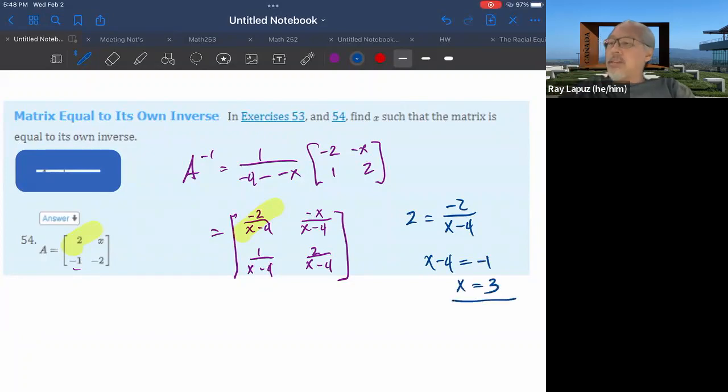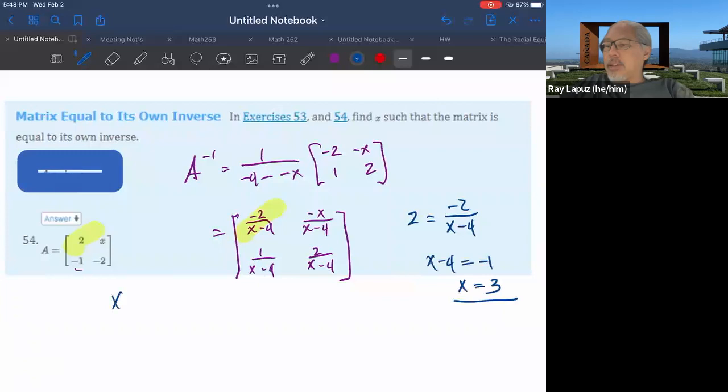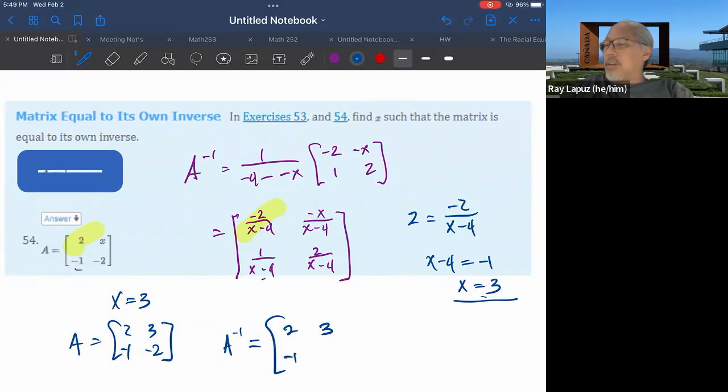So when x is equal to +3, this fraction is going to be -1. And so let's say x is equal to 3. Then a is equal to 2, 3, -1, -2. And then a inverse is equal to, so if we put 3 in there, we're going to get -1. That's going to be a +2. This will be a -3 divided by -1. That's a +3. And 3 in here, this will be a -1. And then 3 into here, this will be a -1 times 2. It's -2. So they are, in fact, equal to each other.